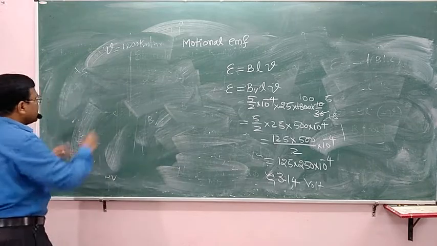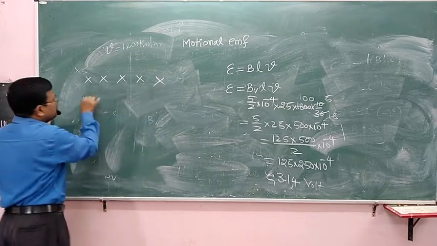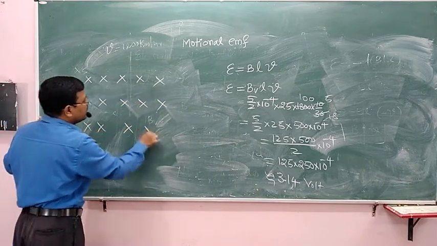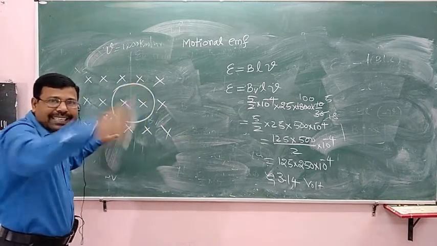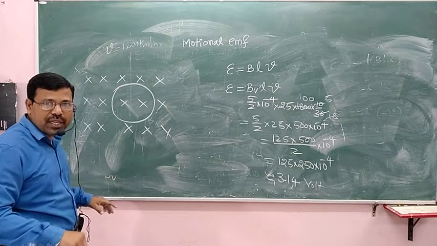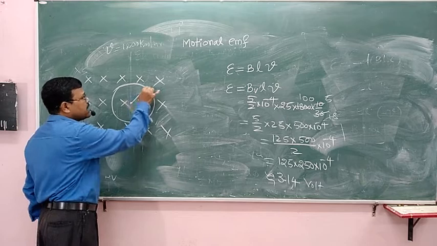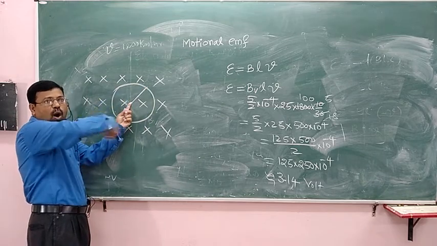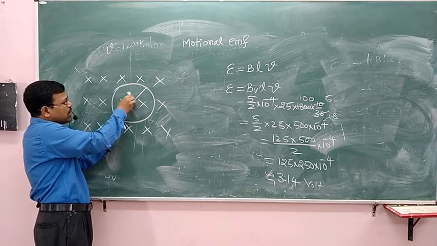Now you can see here is a uniform magnetic field in which a metallic ring is kept, which has a circular shape. This is the center of the ring, and this is the conductor. The conductor is free to move on the rim of the ring, which will give it a rotational motion.